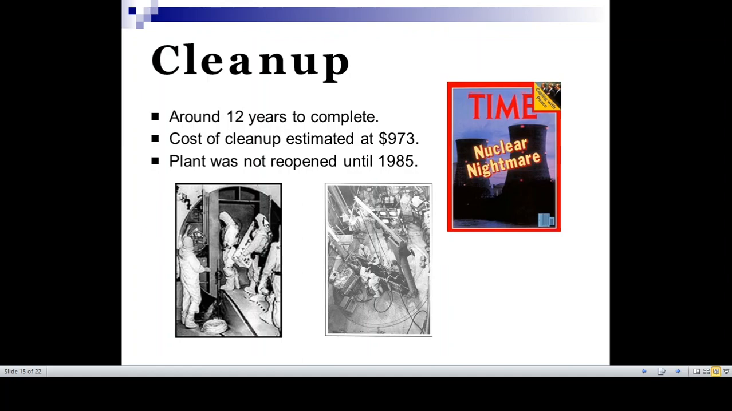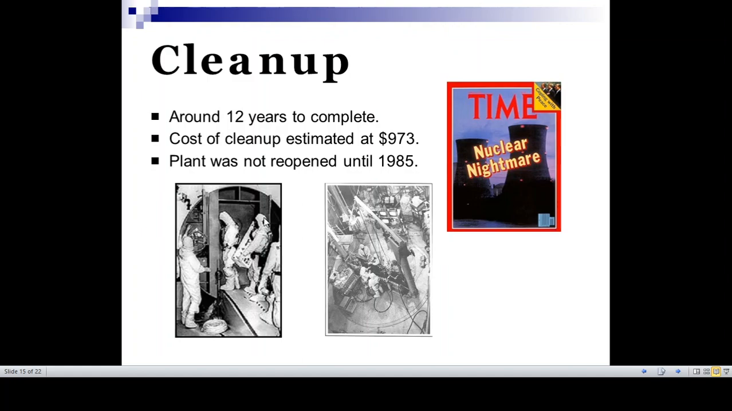Okay, and the estimated cost which was given by many reports of the United States was that it cost about $973 million to clean up at that time, but I guess it would have been more than that. The reason is that it was around 40,000 gallons of radioactive waste water.